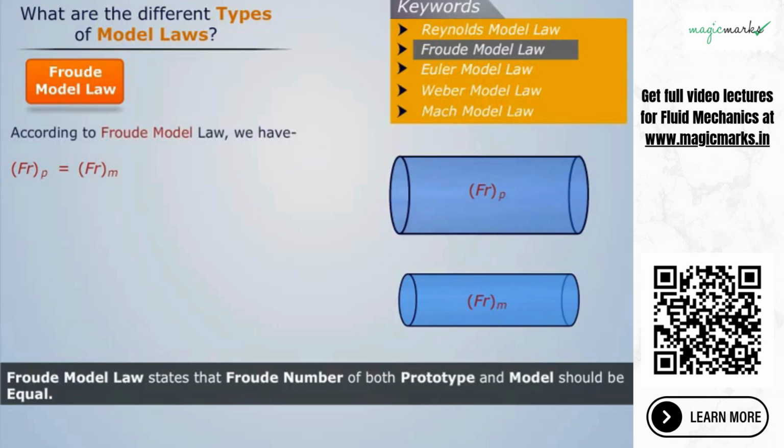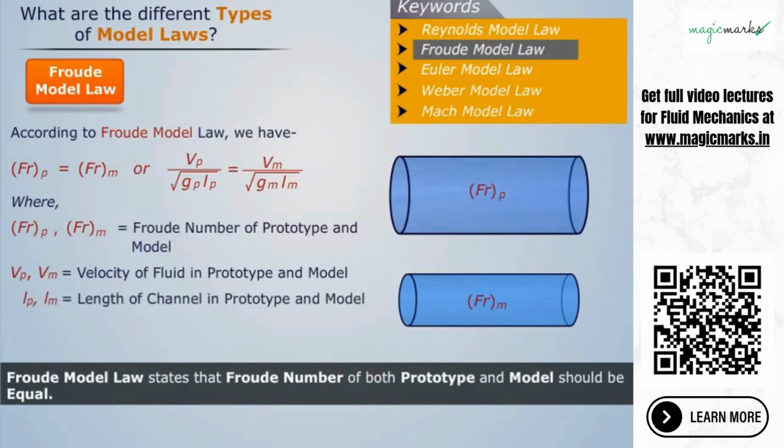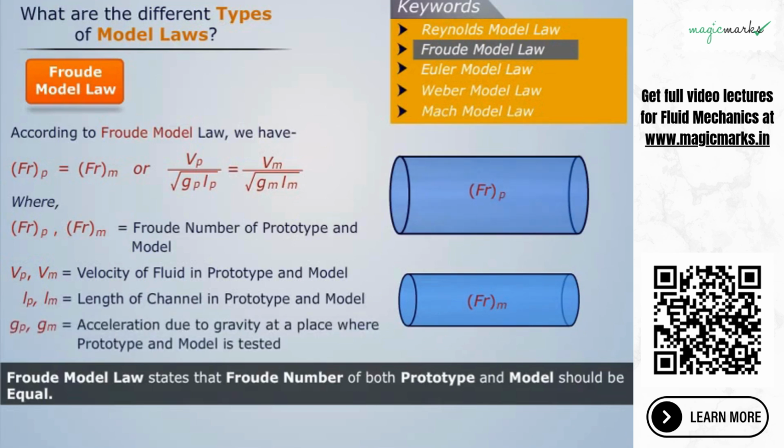According to Froude model law, we have Frp = Frm, where Frp and Frm are the Froude number of prototype and model, Vp and Vm the velocity of fluid in prototype and model, Lp and Lm the length of channel in prototype and model, and Gp and Gm the acceleration due to gravity at a place where prototype and model is tested.